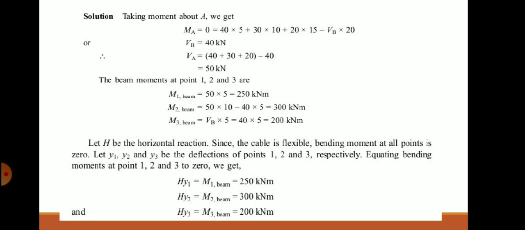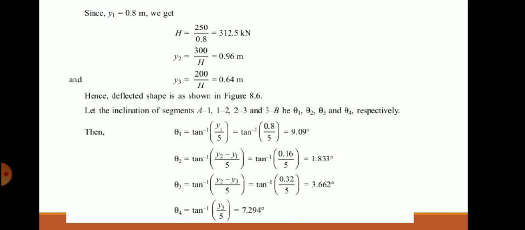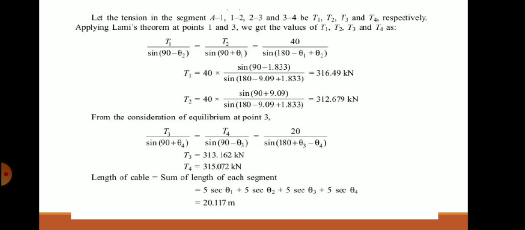Next, in order for the cable to be in equilibrium, Hy1 is equal to m1 of beam. Since we know y1, H is evaluated, then in the second and third equations, y2 and y3 are calculated. Next, thetas are evaluated at each point. Using Lamy's theorem at point 2 and point 3, T1, T2, T3 and T4 are calculated. Length of the cable is evaluated using the equation phi secant theta, that is from the basic of geometry.